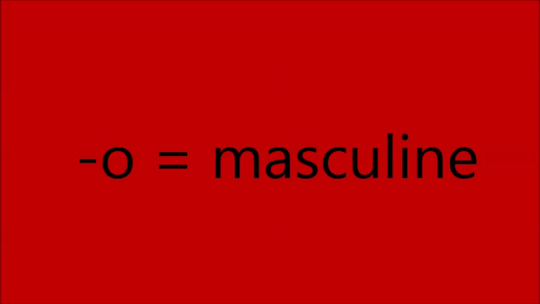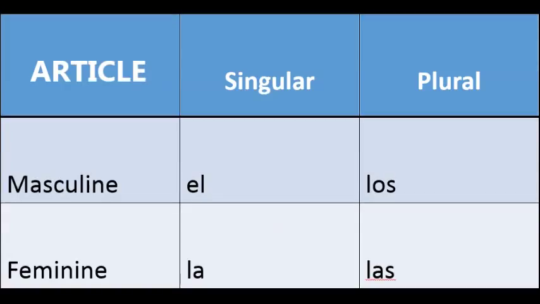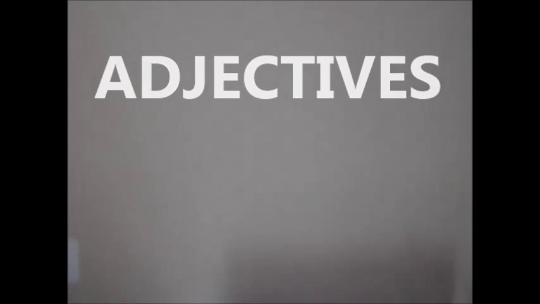Luckily, there are some rules that help us remember which objects are masculine and which objects are feminine. If a word ends in O, then it's usually masculine. If a word ends in A, it's usually feminine. You can also tell if a noun is masculine or feminine by looking at the article that comes before the noun. This is also really important when we start talking about adjectives.